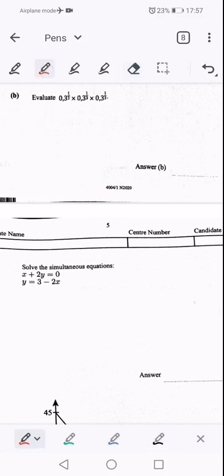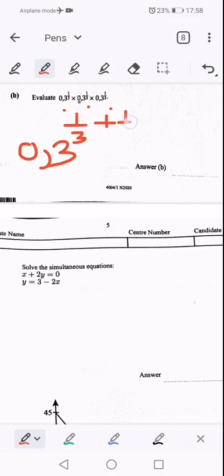Alright, our question here says evaluate 0,3 to the power 1 over 3 times 0,3 to the power 1 over 3 times 0,3 to the power 1 over 3. Because this is multiplication, it means addition of powers. So you get 0,3 to the power of 1 over 3 plus 1 over 3 plus 1 over 3.